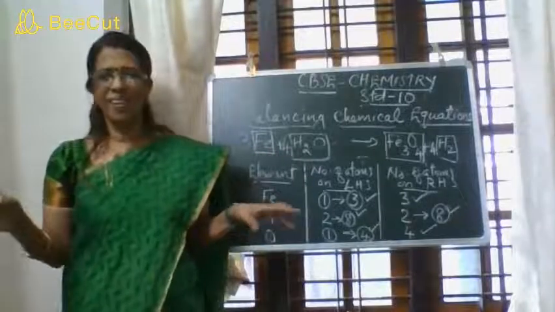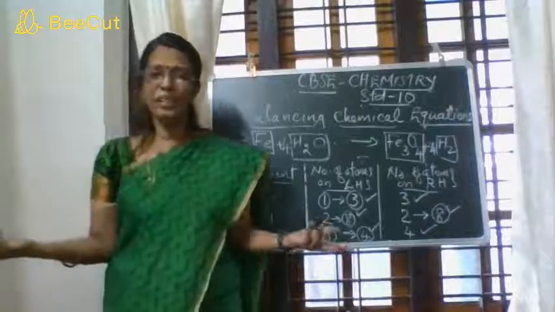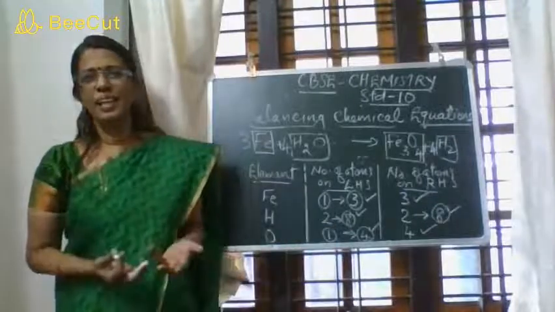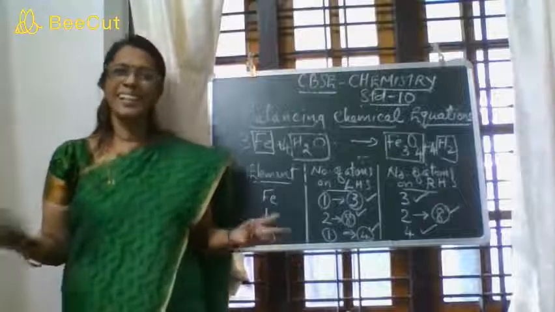Such an equation is called a balanced chemical equation. So why do we balance a chemical equation? Because every chemical equation obeys the law of conservation of mass. That is why we are balancing a chemical equation.